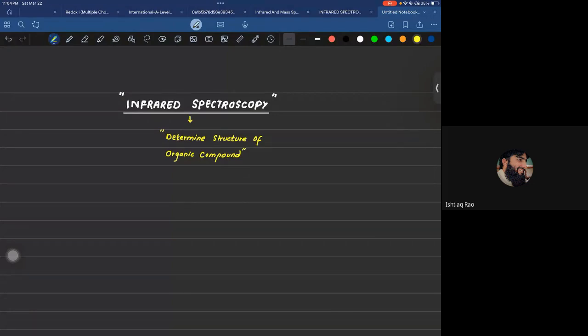I told you when we were discussing mass spectrometry that we used to find the molecular mass of a sample, the isotopes of a sample, the percent abundance of a sample. But in infrared spectroscopy we are going to find out the functional group.